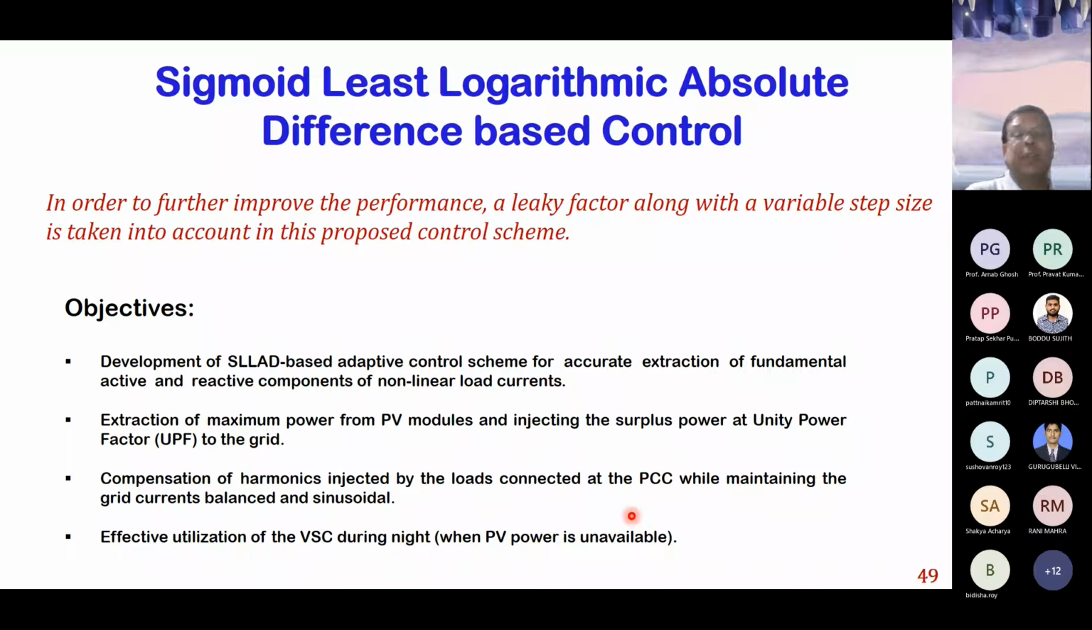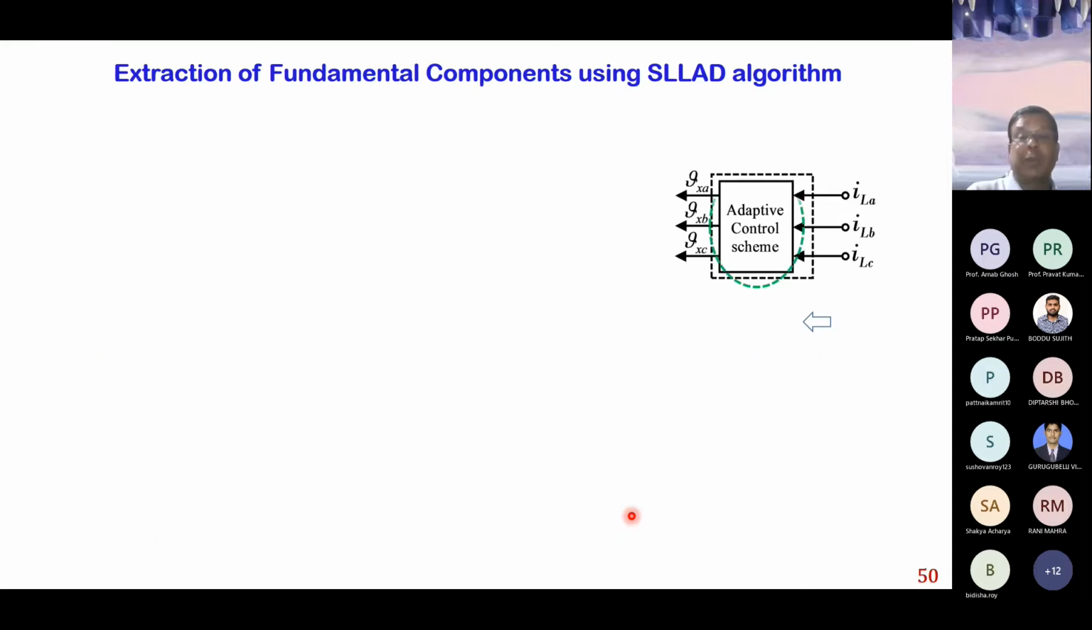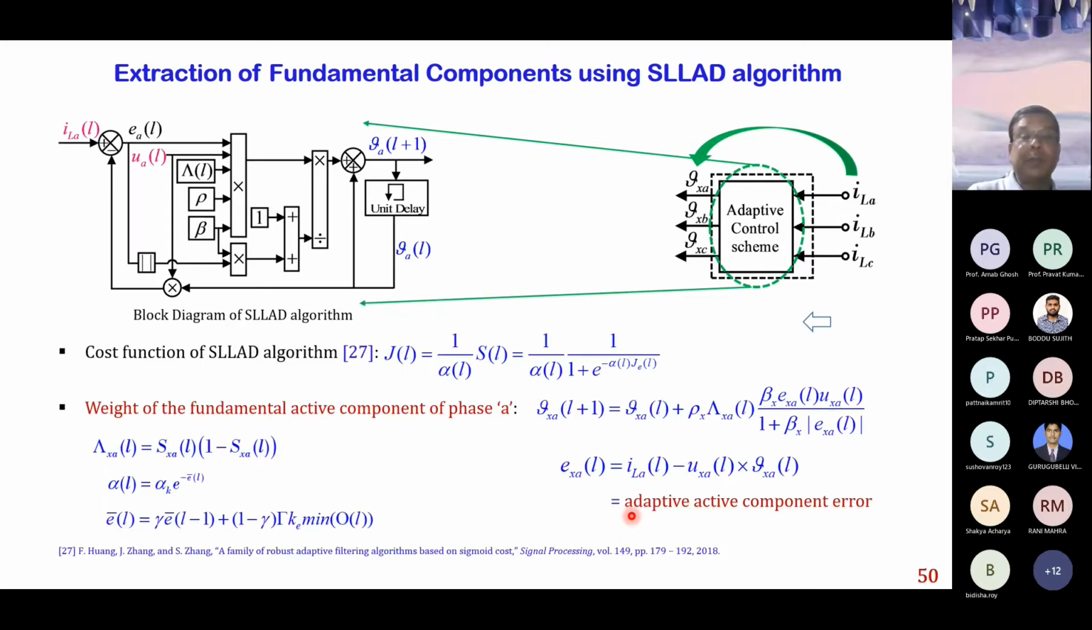Now, to further improve the performance, a leaky factor along with a variable step size is taken into account in this proposed controller. What we do here is basically introduce a leaky factor along with the variable step size in the adaptive algorithm, and we develop this controller. So we modified the cost function like this. That is, J alpha equal to 1 by alpha L, S L, that is 1 by alpha L into 1 by 1 plus e to the power minus alpha into J E L.